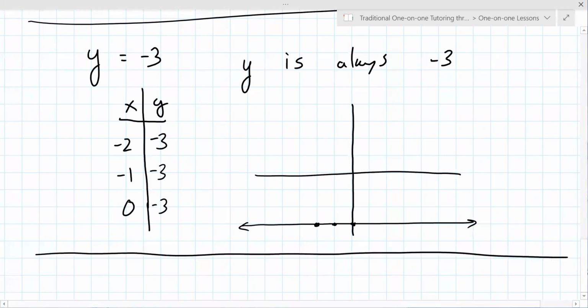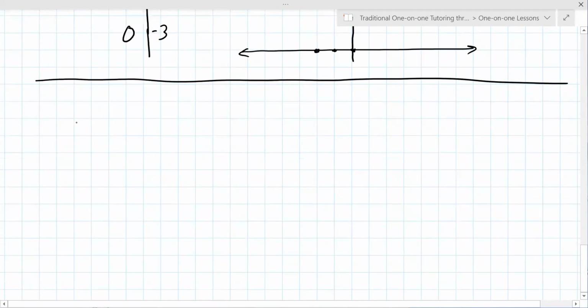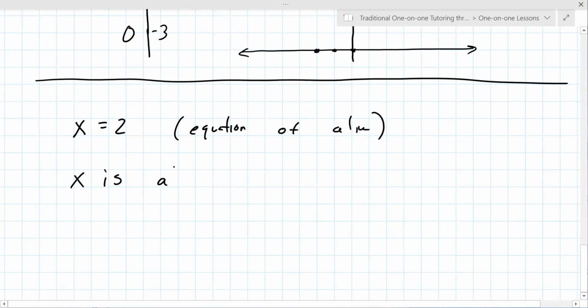Okay. Well, let's try something else here. X equals 2. This is an equation of a line. This means that x is always, what is x? Always 2. That equal sign means it's always 2.